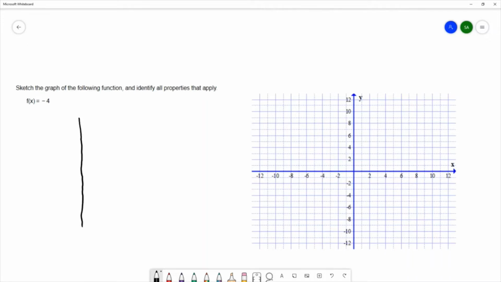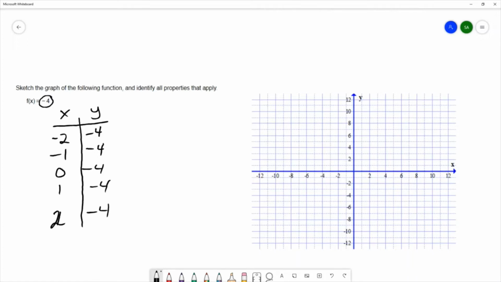And if I were to build a chart for this and choose my standard set of x's like negative 2, negative 1, 0, 1, and 2, I can see that this equation doesn't have an x variable in it, and this is what we call a constant function, meaning that the y is constant no matter what the x is. So we would get a y value of negative 4 no matter what x you choose.